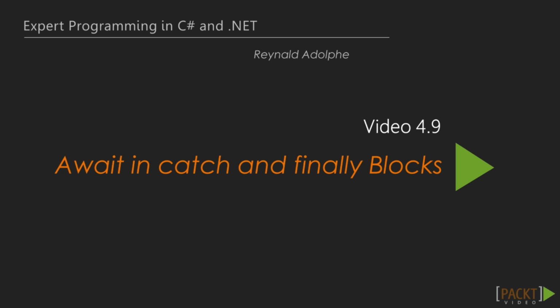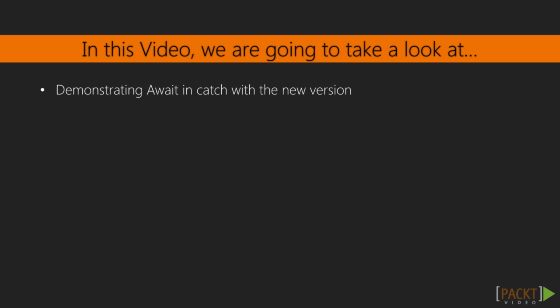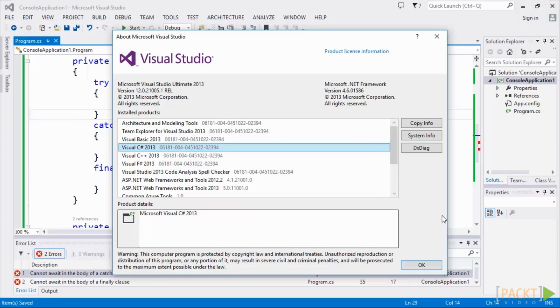Hi everyone. In the previous video, we learned about using exception filters. In this video, we are going to look at enhancements affecting the await keyword and how we can now use it within the catch and finally blocks. Let's go ahead and start off with a demonstration.